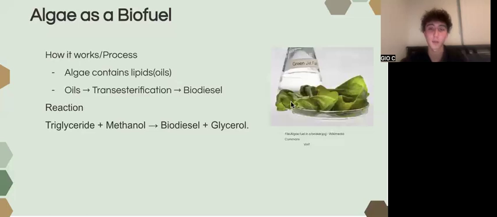This is an example on the right of what it looks like when the oil is extracted. Once the oil is extracted, it's mainly not used alone, but rather mixed with already existing fuels or fossil fuels. So it's mostly used in a combination, and in this example, that bottle is jet fuel.